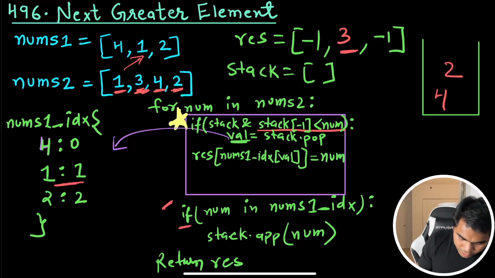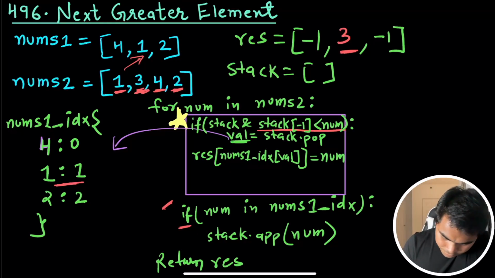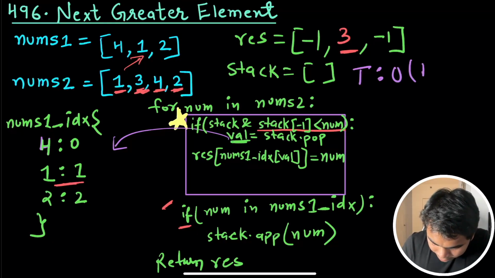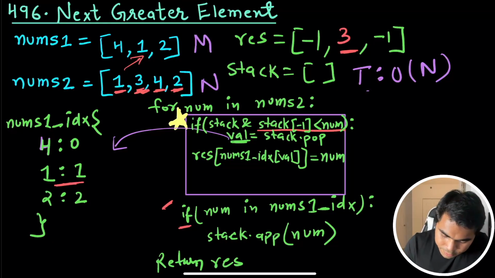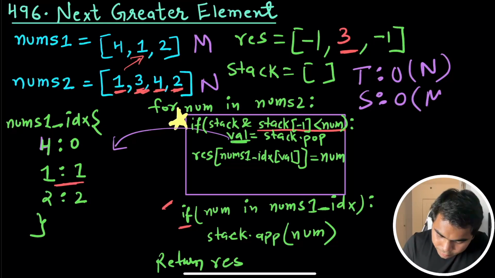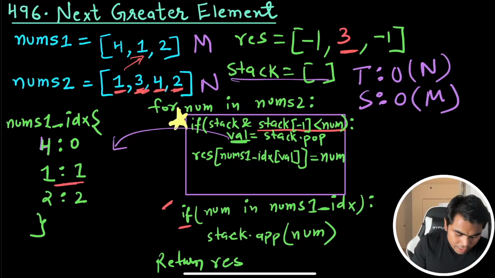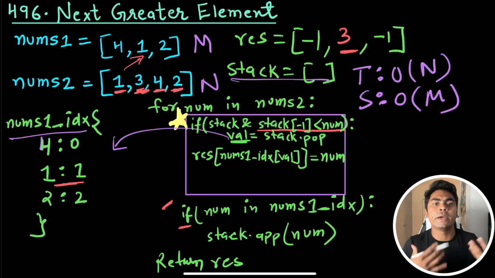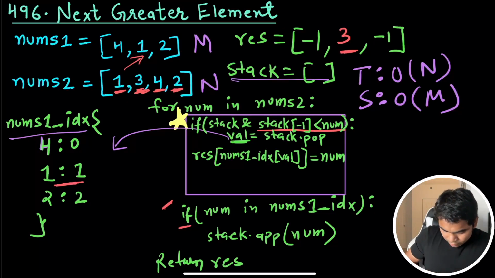So this brings down the time complexity to big O of n. If n is the length of nums2, and m is the length of nums1, then space complexity is going to be big O of m, and that is because this stack and this dictionary at most are going to be of size m. All right, so that was it.